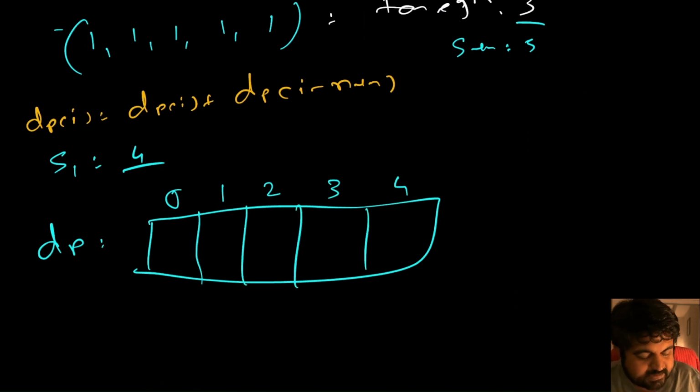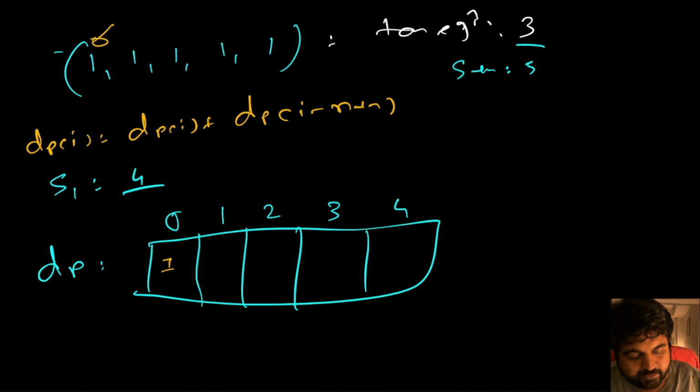Okay, now let's start making our base case. So dynamic programming of value 0 is 1, so that is obvious. We can't do anything about it. Now let's start populating all of these values one by one.